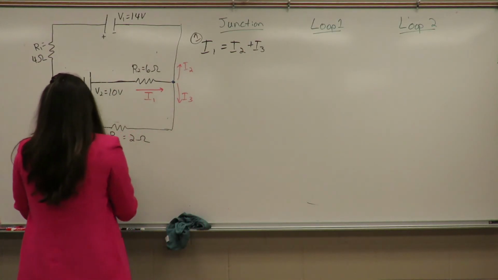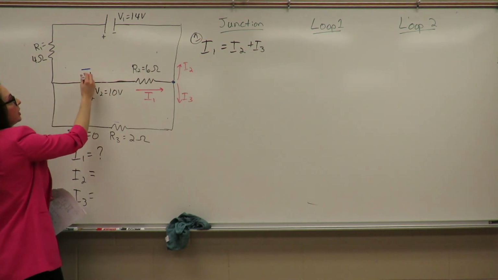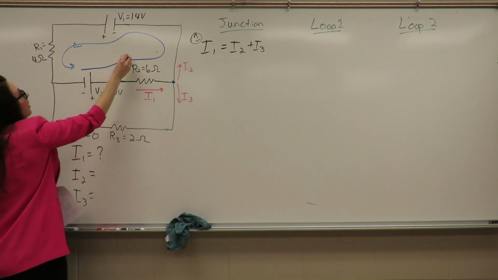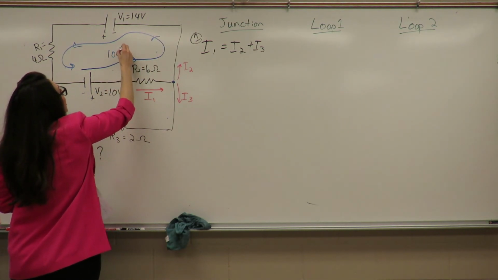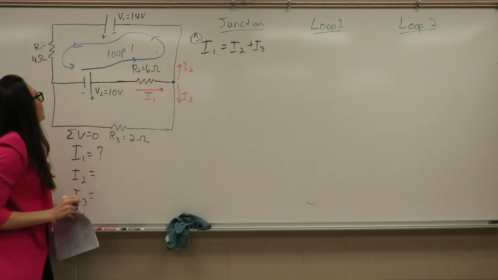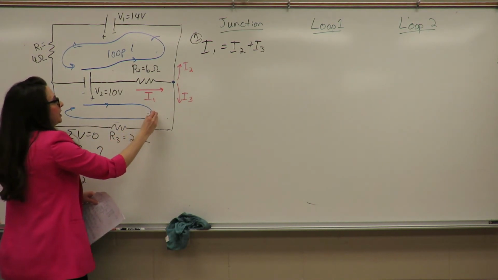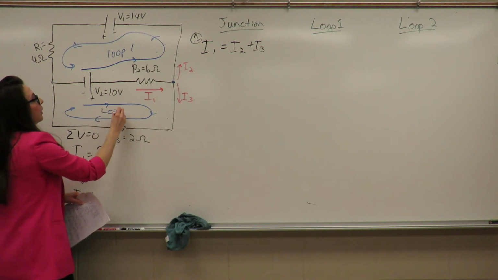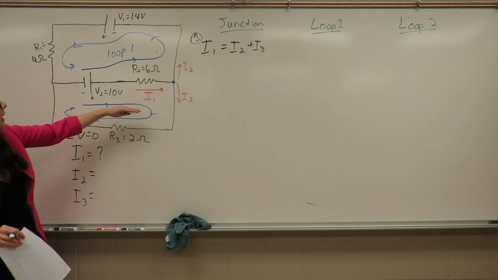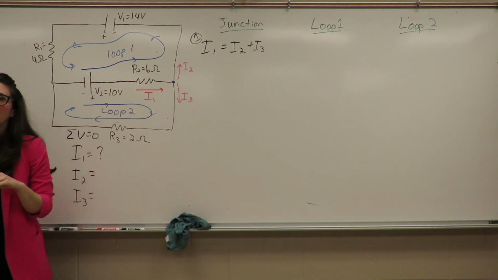So for loop 1, I'm going to start here by going from the negative to the positive terminal of this battery right here, and I'm going to go around in this direction, okay? That's counterclockwise around that first loop. That's loop 1. And for my second loop, I'm going to go clockwise through here. And we see that loop 2 and loop 1 both align in the same direction here with my current direction that I chose for I1.